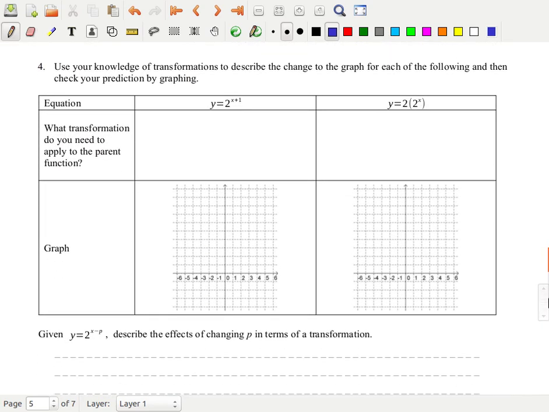Okay, use your knowledge of transformations to describe the change for each of the following. Y equals 2 to the x plus 1. This is a horizontal shift, and in this case that's going to be to the left by 1. So a horizontal shift to the left by 1. My asymptote, taking the horizontal line y equals 0 and moving it to the left, is not going to change it. It's still the line y equals 0.